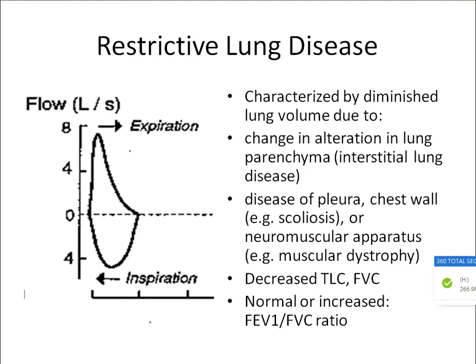In restrictive lung diseases, the total lung capacity is decreased because residual volume is decreased. Vital capacity is also decreased, and the forced vital capacity is also decreased. The FEV1 by FVC ratio may be normal or increased in restrictive lung diseases, but this ratio is decreased in obstructive lung diseases.